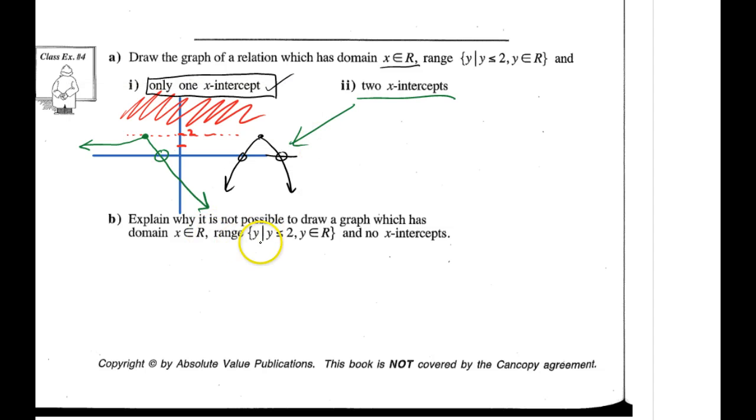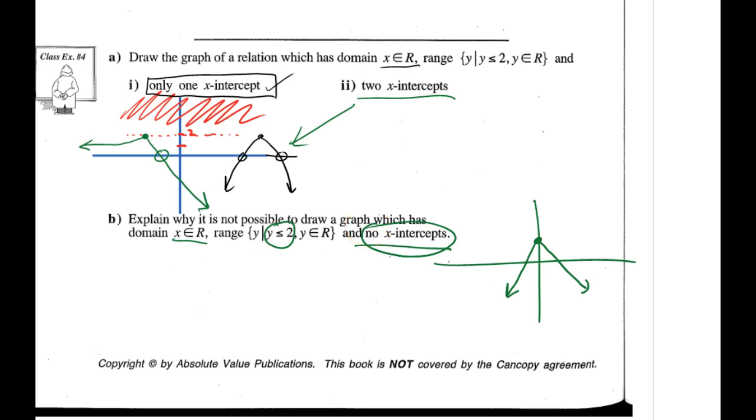And then this one, explain why it is not possible to draw a graph which has a domain of all real numbers, but no x-intercepts? Well, if you have no x-intercepts, and I have to be below 2, and I have to keep going forever, well, eventually, I need to cross the x-axis to go down below here. I need to cross the x-axis. So if I'm going to include these conditions, they basically contradict each other. You can't go down forever and not cross the x-axis.